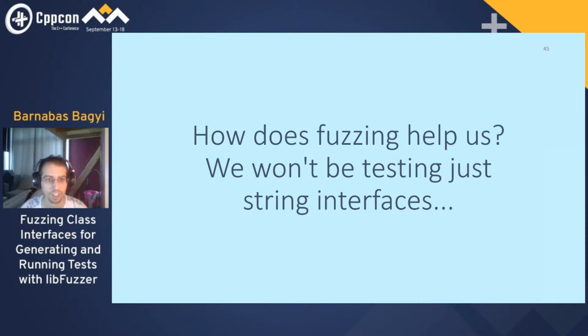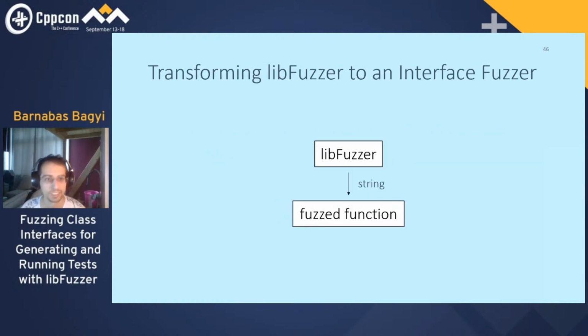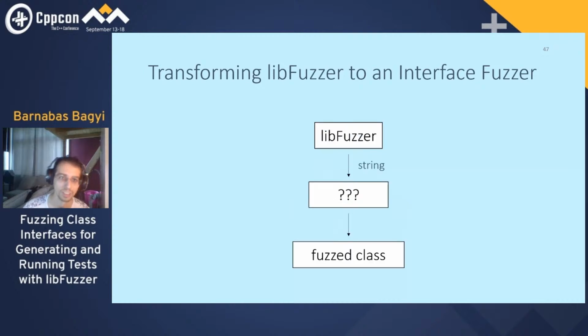But how? Because fuzzing is for string interfaces and we don't have that. What should we do? Right? This is how fuzzing looks like. What we have to do is sometimes take the string and transform it into something which we can use to test the fuzz class. What we have to do is that we have to somehow interpret the generated fuzz string as a method call list. And afterwards, we can just call the method call list one after the other on the fuzz class.